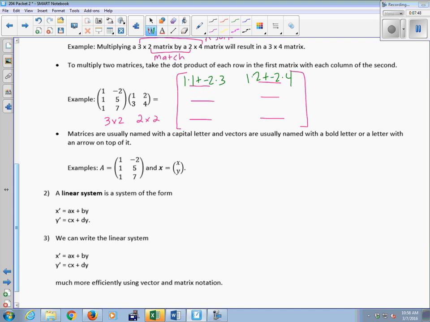So I'm going to have 1 times 1 plus 5 times 3 is 16. 1 times 2 is 2 plus 5 times 4, 20, so 22. And then that's 1 plus 21 is 22, and 2 plus 28 is 30. Got it? Make sense? All right, this one came out to 2 minus 8, so this one's negative 6. And then this one is 1 plus negative 6 is negative 5.